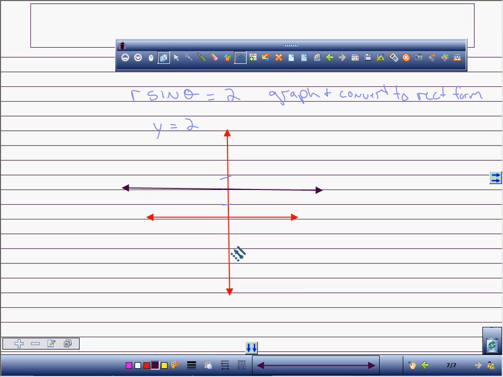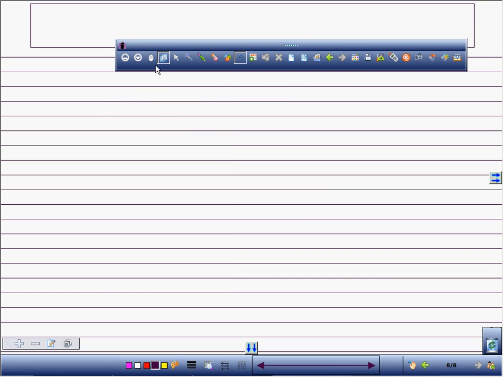I think you could graph other ones like that. But now let's do one like, what if I have r equals 4 sine theta?